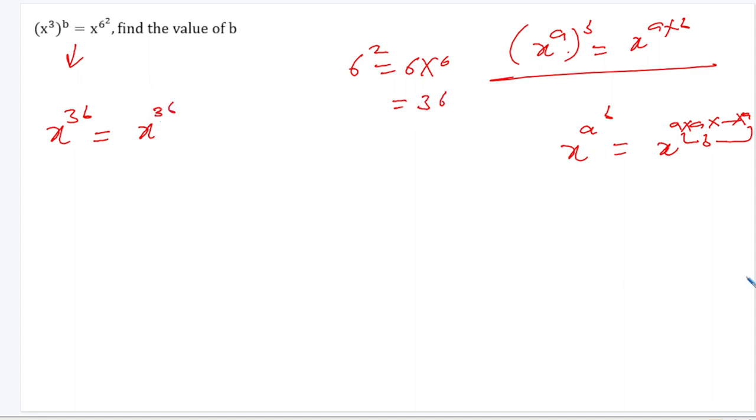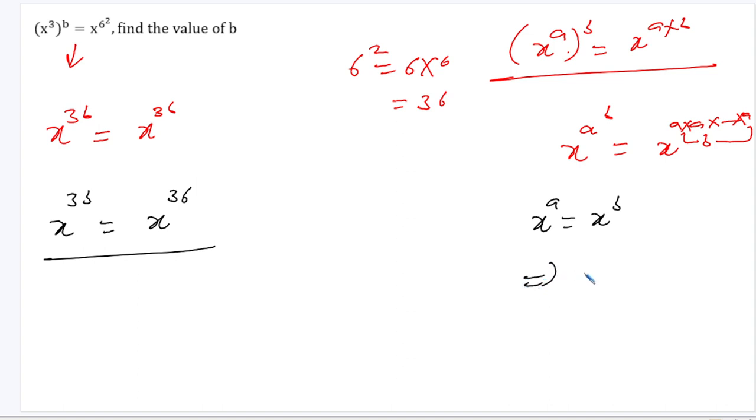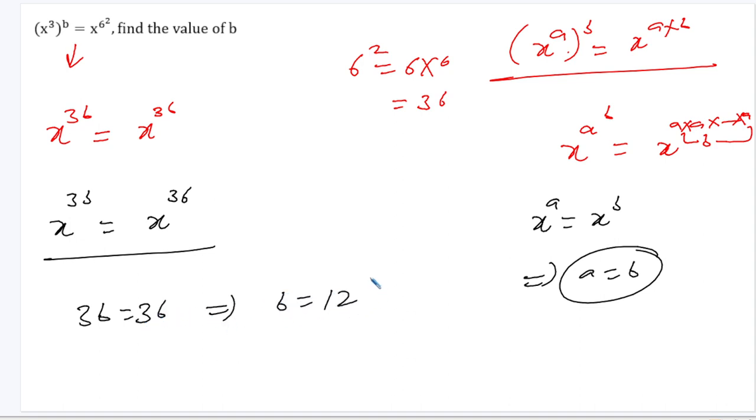Now my question is, x to the power of 3b is the same as x to the power of 36. Now I think I can use my other formula. That's x to the power of a is equal to x to the power of b. It implies a equal to b. So 3b is equal to 36. Dividing both sides by 3 will give you b is equal to 12.